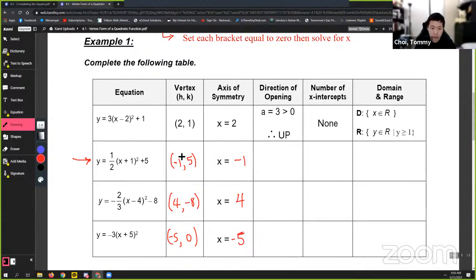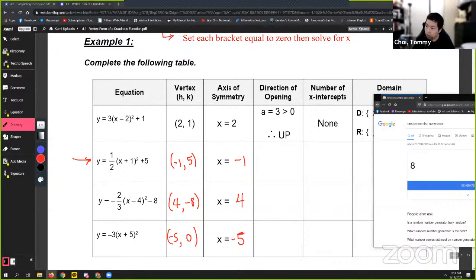Once you have the vertex and you're able to identify that, the axis of symmetry is exactly just that: the x value of the vertex, x equals that. It's an equation because it's representing an imaginary vertical line. So that's the axis of symmetry. Direction of opening should be fairly straightforward as well. Once again, if it's a positive a value, it opens up. If it's a negative a value, it opens down.